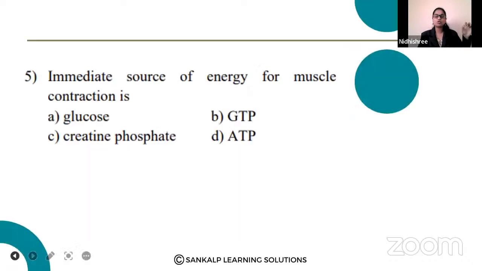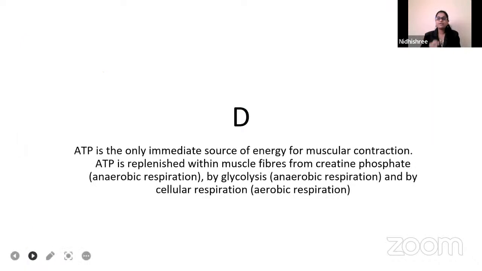When we hear immediate source, the first thing which goes in our mind is glucose. Glucose is ready, it is a ready energy. But for immediate source of energy for muscle contraction, the answer will be ATP. After ATP is used for muscular contraction, that used ATP has to be replenished. One ATP has gone for the muscle contraction, so another ATP is needed, and it is replenished within the muscle fiber from a substance which is called creatine phosphate.